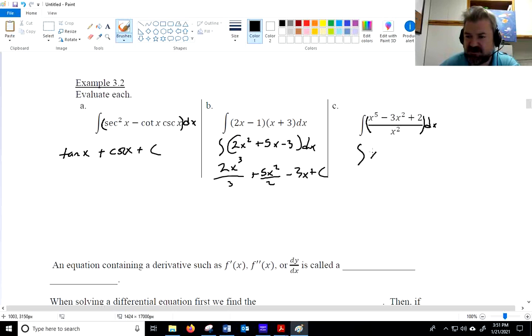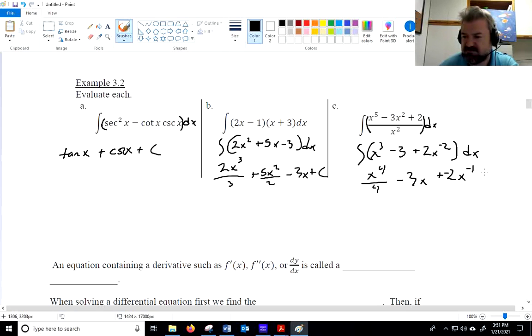x to the fifth over x squared is x cubed. Minus 3, x squared over x squared becomes just minus 3. And then plus 2x to the negative 2. So I was able to divide each term because this is a monomial. If it wasn't, I had to do something different. We'll just up each exponent, x to the fourth over 4, minus 3x, plus 2x to the negative 1, divided by a negative 1, will make it a negative 2x, plus c.